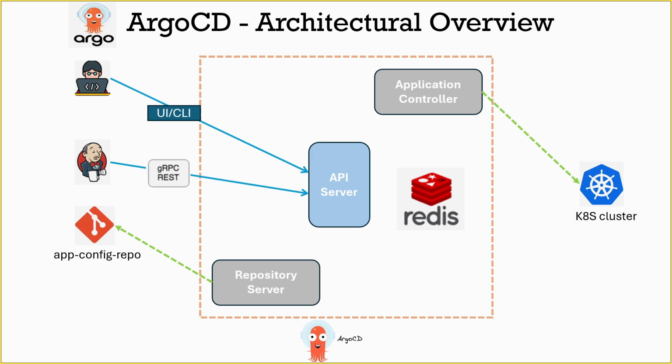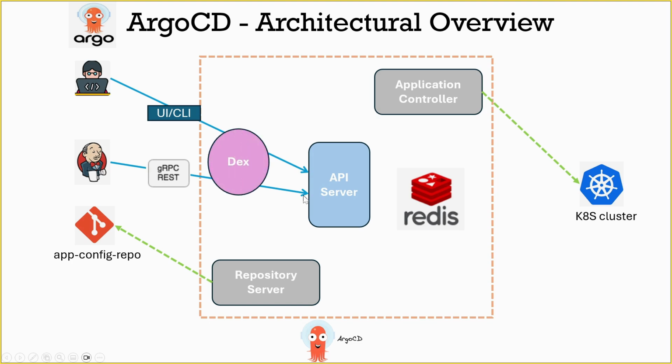Now, you might be wondering, what is gRPC? Well, you don't need to go deep into it right now. Just remember that gRPC is a high performance communication protocol used for service to service communication. ArgoCD uses it internally for fast and efficient communication between its components.